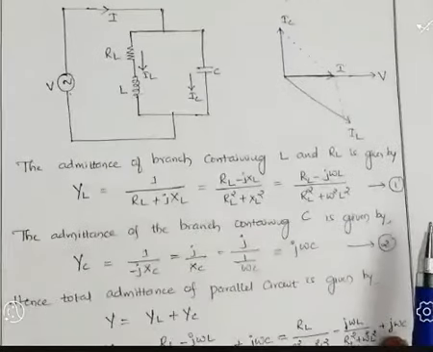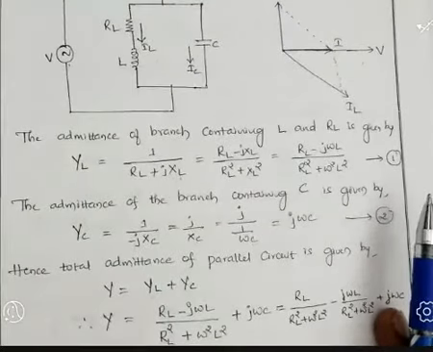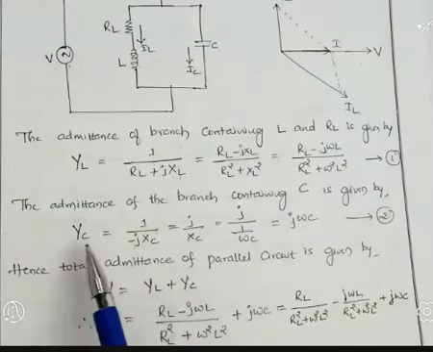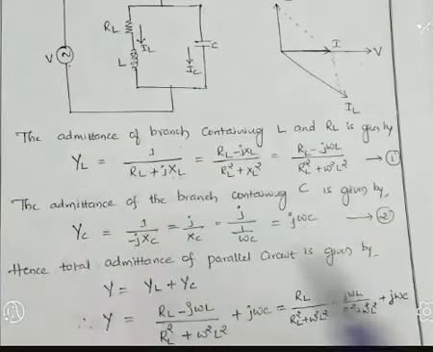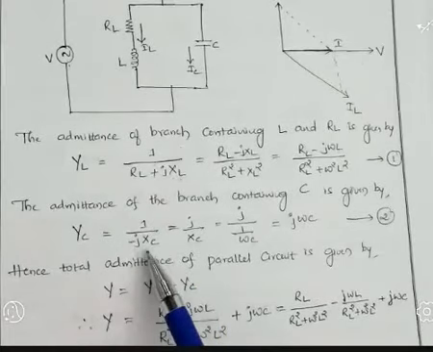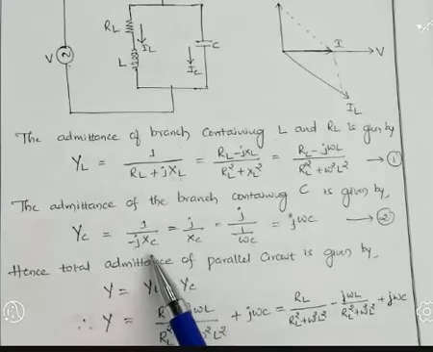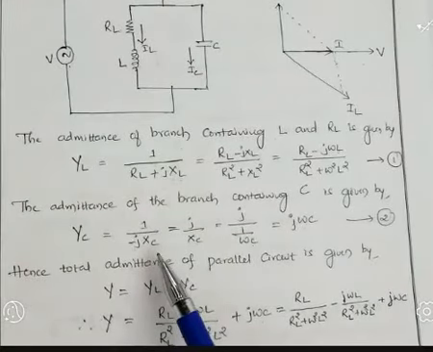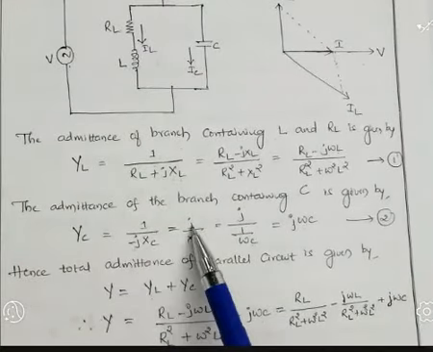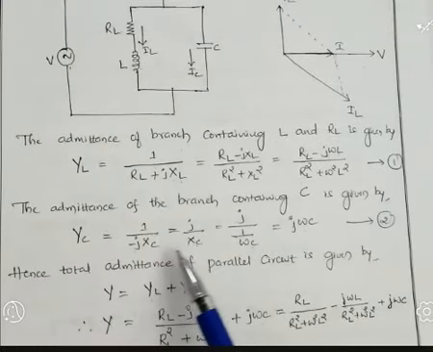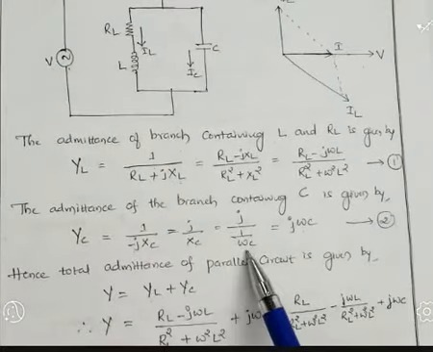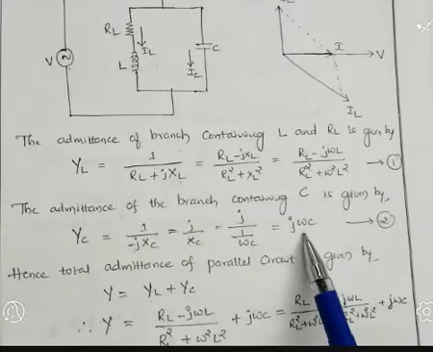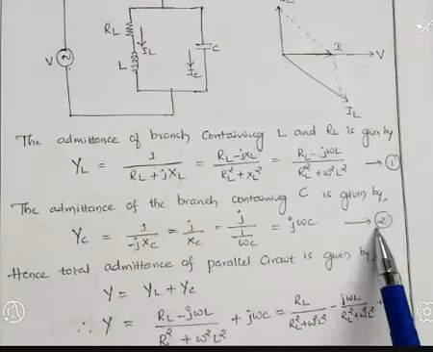Now let us calculate the admittance of the branch containing the capacitor C, indicated by the notation YC. YC equals 1 divided by minus JXC. 1 by J is written as minus J, so 1 divided by minus J is written as plus J. It becomes plus J divided by XC. XC is 1 by omega C. Substituting, the admittance of the branch containing C becomes J omega C. That is represented as equation number 2.